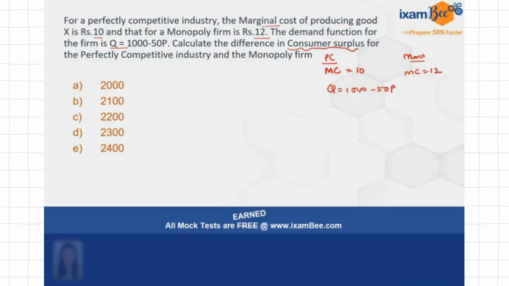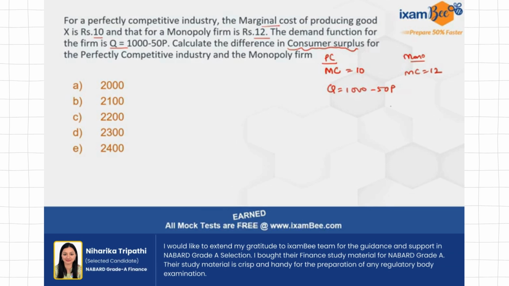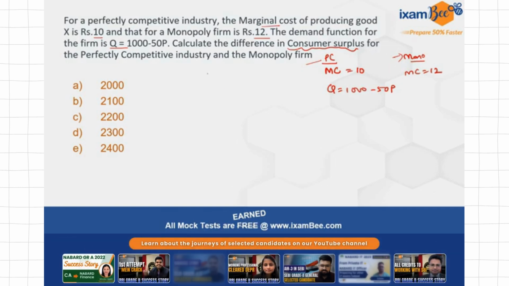So see, how are we going to solve such questions? First we will solve what is the consumer surplus for the firm in a perfectly competitive industry. Then we will see how much is the consumer surplus for the monopolist firm, and then we will see the difference between these. So first let's figure out what it is for the perfectly competitive industry.